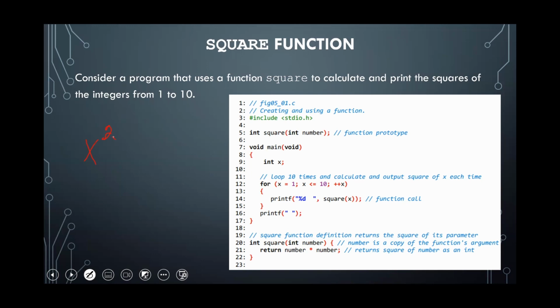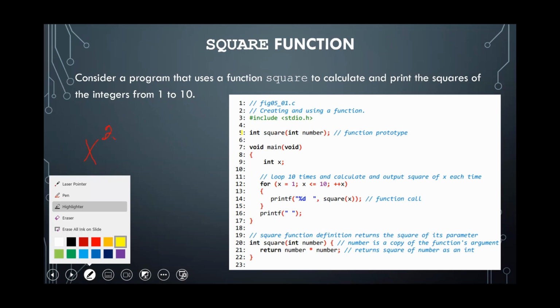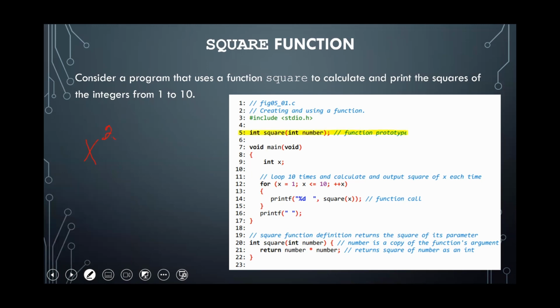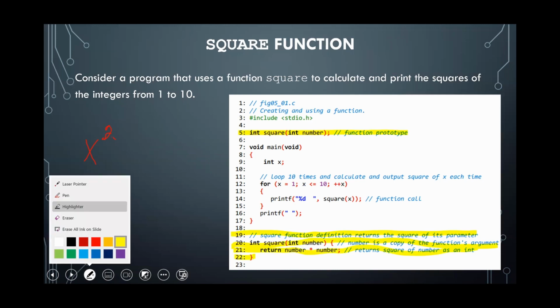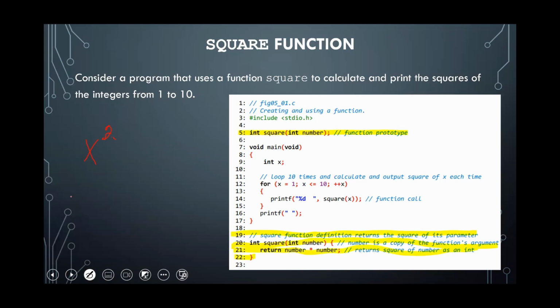Okay, so here, important things, line 5 right here. That is your function prototype. That is very, very important, okay? So in order to be able to use a function, you have to tell the compiler, hey, I've got this function coming up, and here are the main points of that function, okay? Now the actual definition of the function is going to be down here. Okay, so 19, 20, and 21, and then on to 22. That's actually where the function is going to be coded, and that is considered the definition.